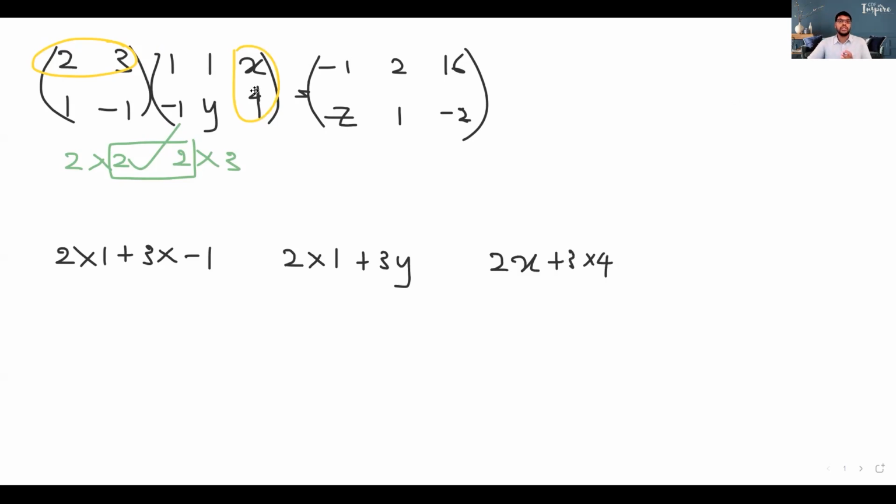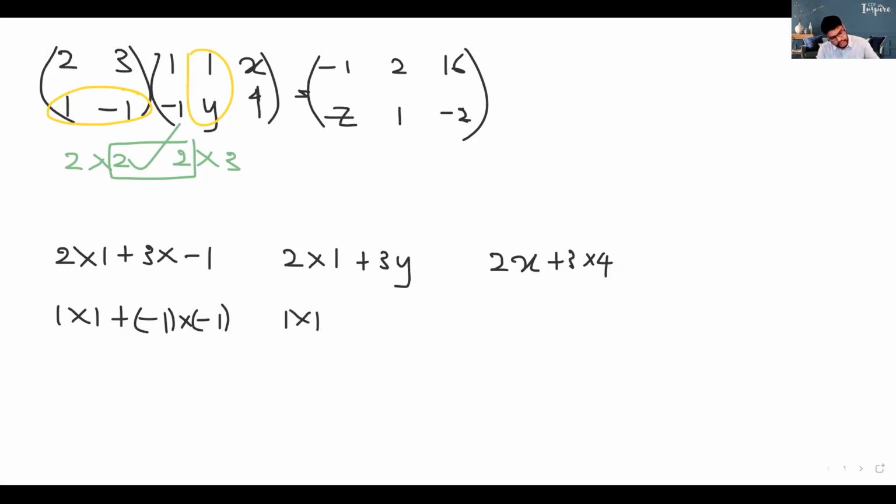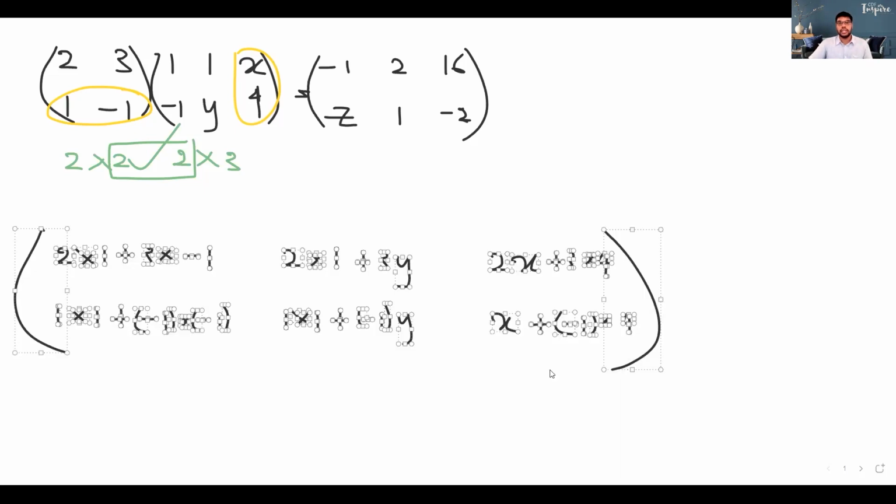Right, now we have finished all the columns, so let's go to the next row and the first column. All right, so children, 1 times 1 plus minus 1 times minus 1. Okay, let's go to the next element, which is in the next column. So 1 times 1 plus negative 1 times y. Okay, then finally, children, we'll go to the last column, so that's going to be 1 times x, which is just x, plus negative 1 times 4. Okay, so this is our matrix. Now you can see this is quite large, right?